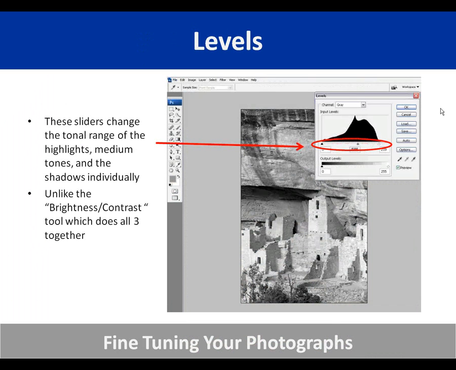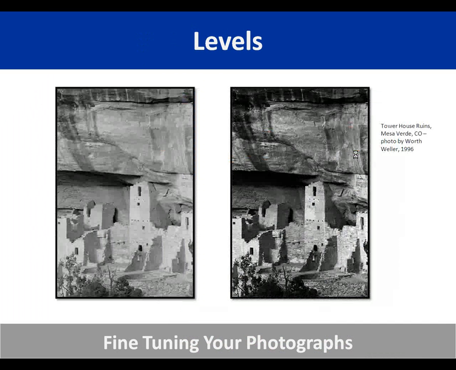There are these three sliders that I mentioned earlier, and they control the highlights, the medium tones, and the shadows individually. This is unlike the brightness contrast tool, which does all three areas at the same time, sometimes creating sort of a mess. This is a picture of an Anasazi ruin from Mesa Verde, Colorado. So here's the before picture on the left. It's very flat and plain in my opinion. I kind of enhance the romantic appeal, the mystery of it on the right here.